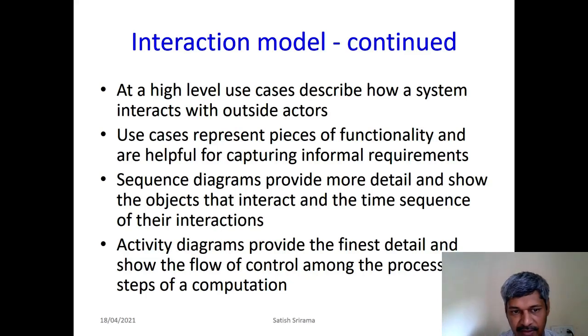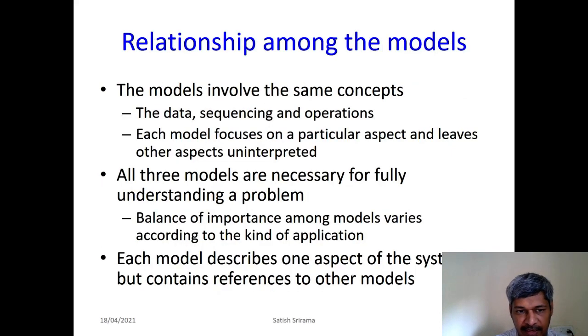So these are the three different models: class model, state model, and interaction model. The interaction model again has different levels of abstraction: use cases, sequence diagrams, and activity diagrams. Right now you have already got an idea about the relationship among these models, but let us look at them in detail again and try to put everything together.